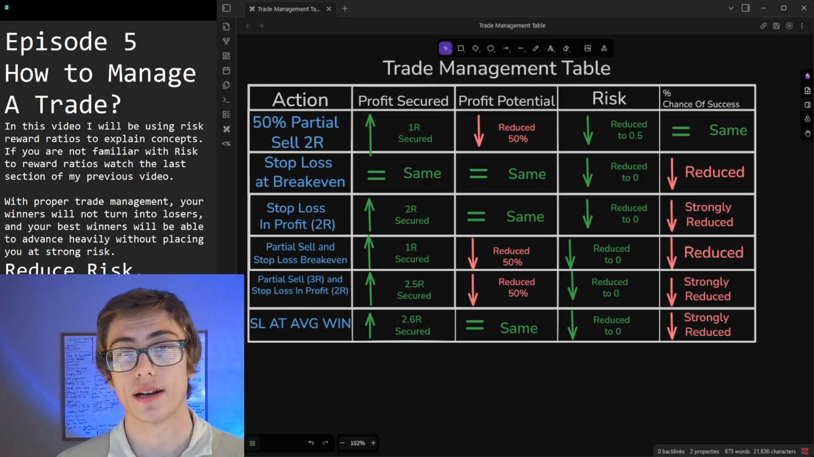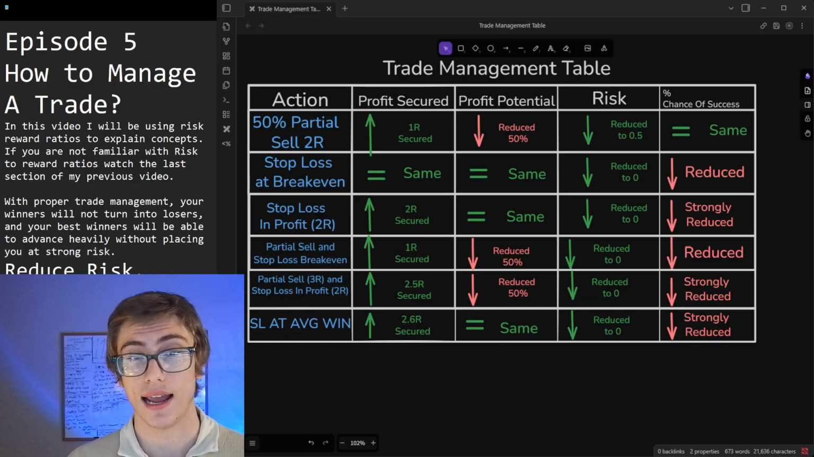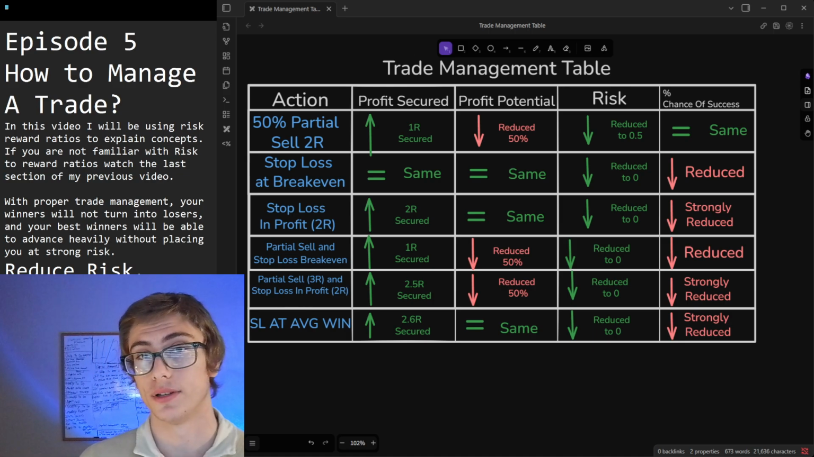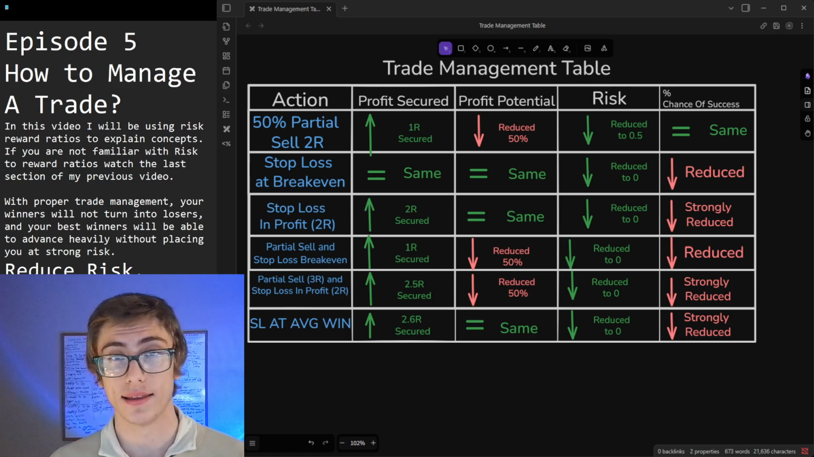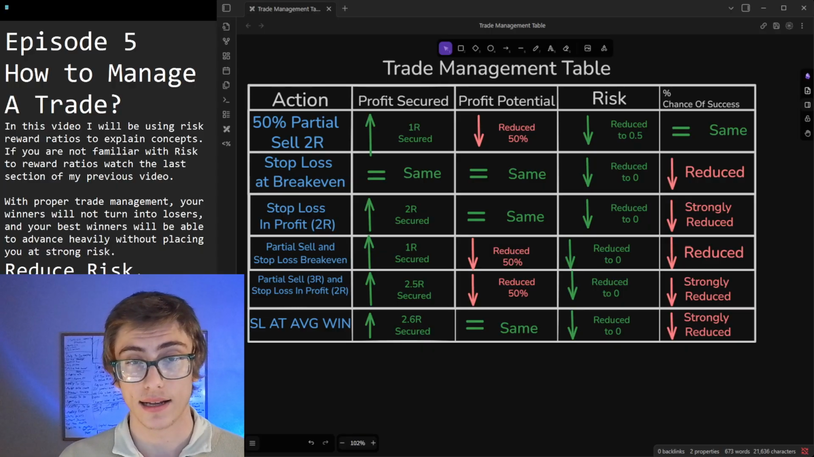With proper trade management, your winners will not turn into your losers, and your best winners will be able to advance heavily without placing you at strong risk. If you're up a huge amount in a stock and then it snaps back and your portfolio is down 10%, that's a lot of risk.